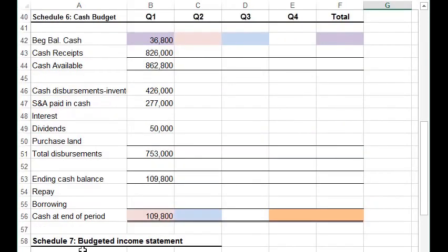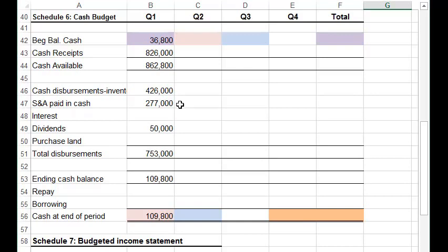Okay, well now let's take a look at Schedule 6, the cash budget. The beginning balance in cash for quarter 1, January 1st of year 4, would be the ending balance at December 31st, year 3. So this amount comes straight off of the balance sheet that was given to you in the problem. Cash collections or cash receipts comes from Schedule 2. Cash disbursements for inventory comes from Schedule 4.